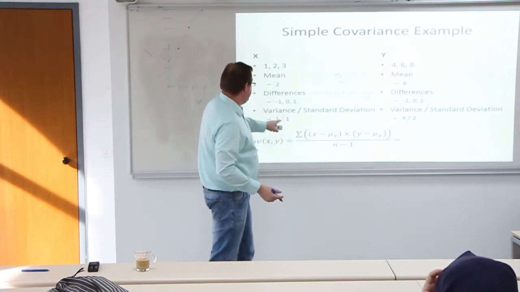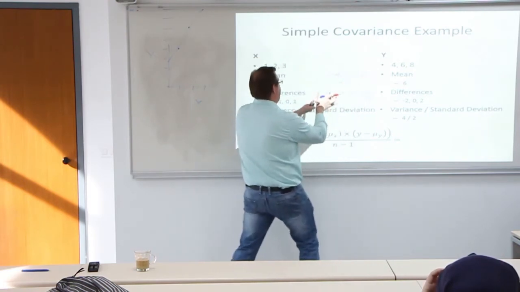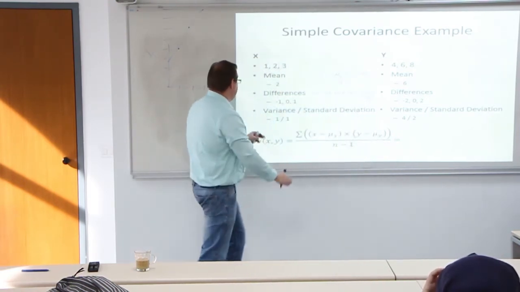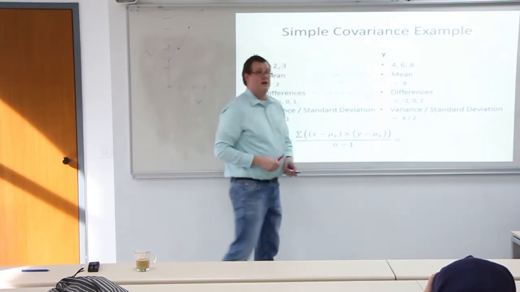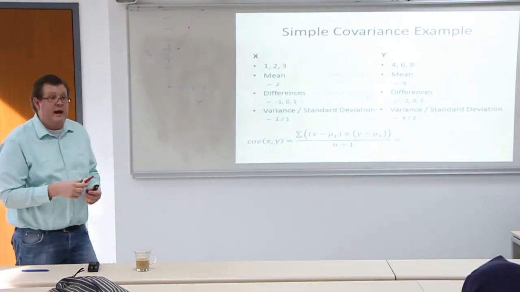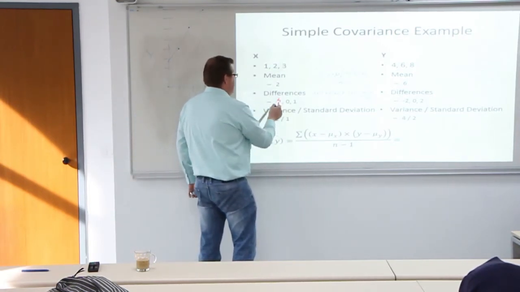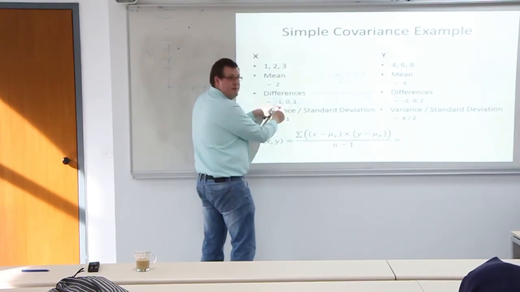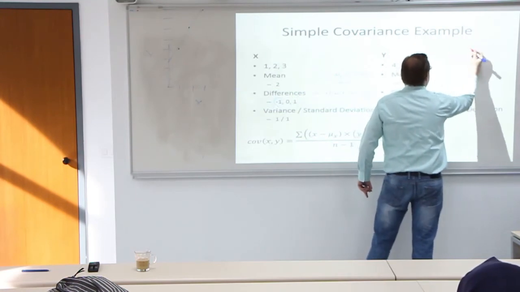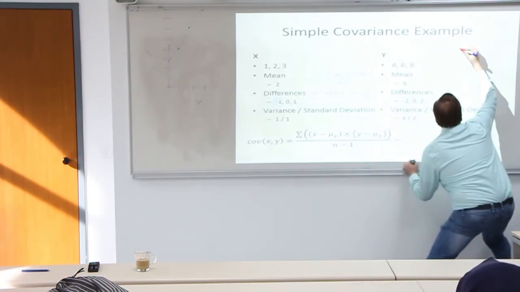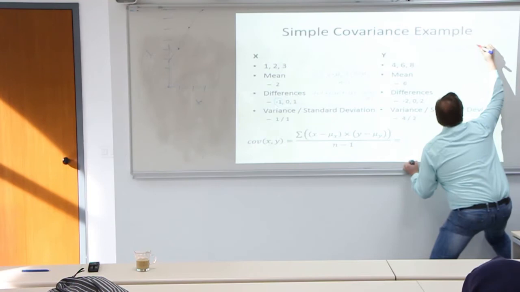But here, notice that we are not multiplying this times itself. We're multiplying this times that. We are multiplying these differences by these differences. We are multiplying the pairs together. Before, the pairs were just the same thing. This is paired with itself. Now this is paired with something different. -1 is paired with -2. So -1 times -2 plus 0 times 0 plus 1 times 2.